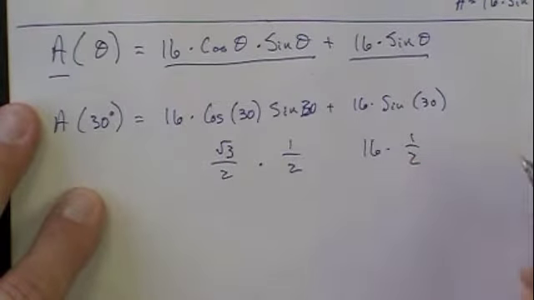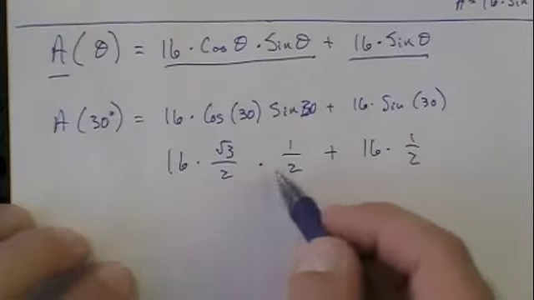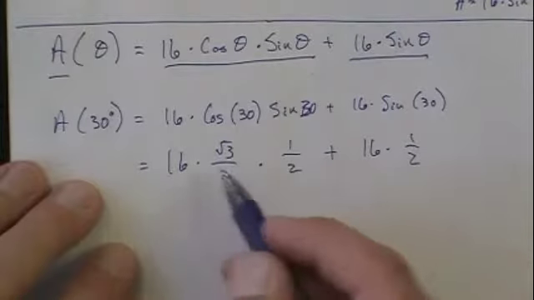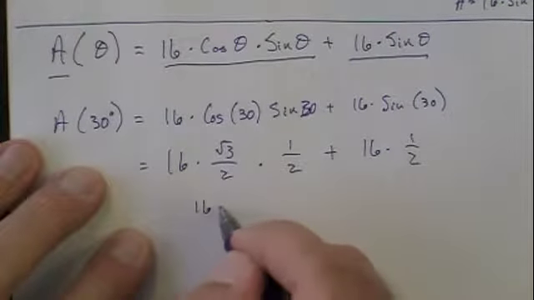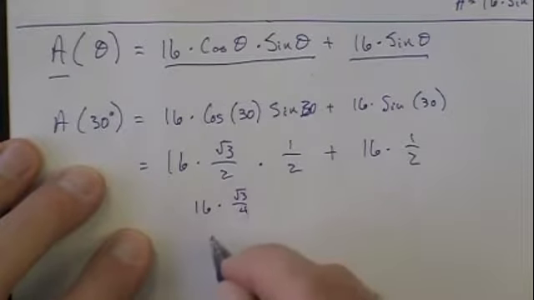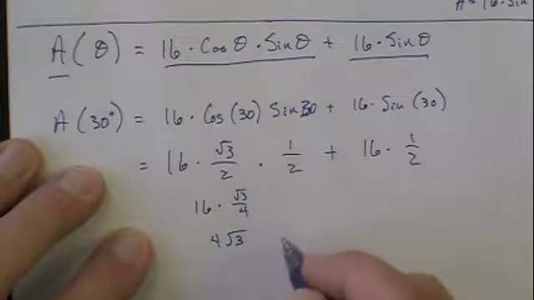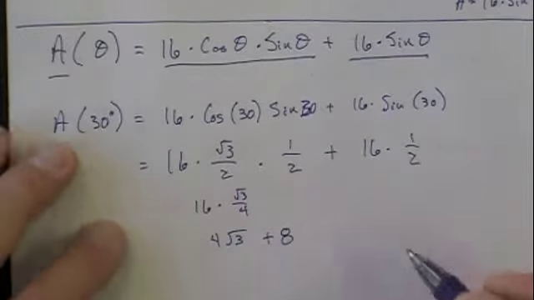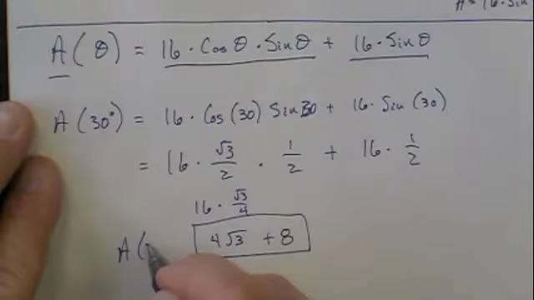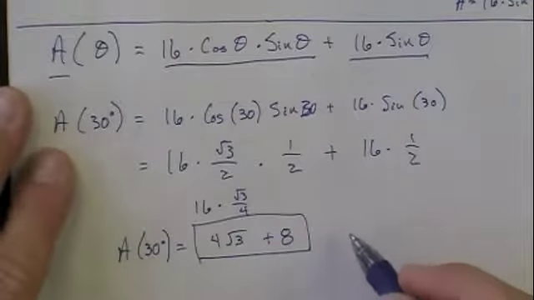So then here we have 16 times 1/2, and here we have 16 times square root of 3 over 2 times 1/2. So then we can find an exact answer. This is going to give us 16 times square root of 3 over 4, which is 4 square root 3. Then over on this side is plus 8. And that would be our exact answer for the area when our angle is 30 degrees for that trapezoid.